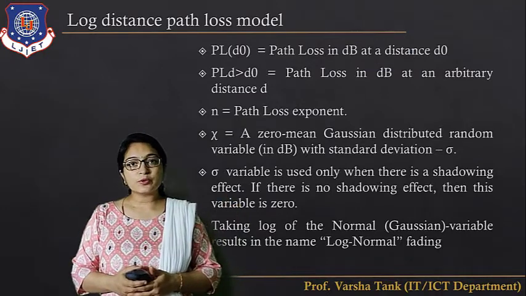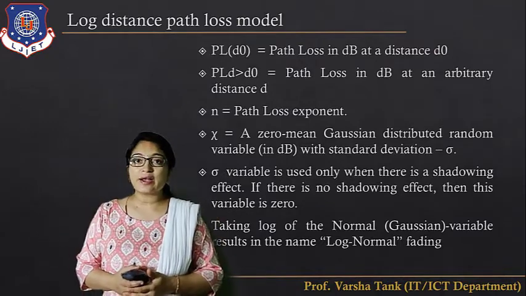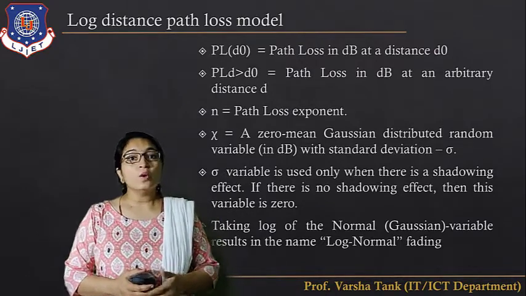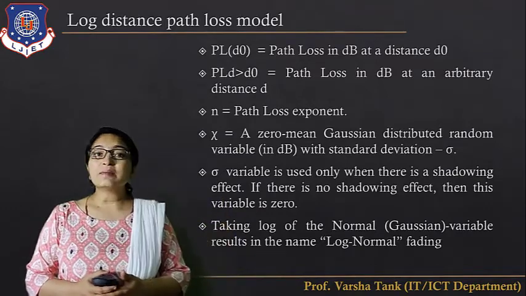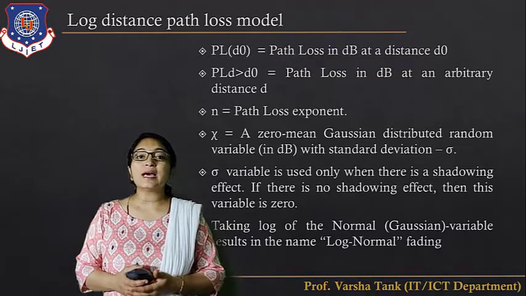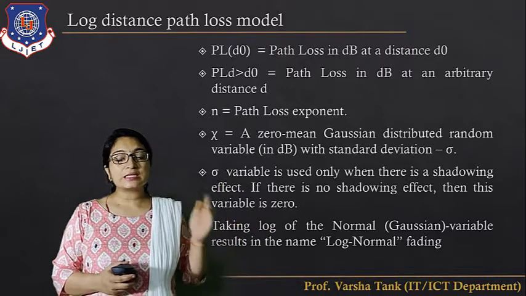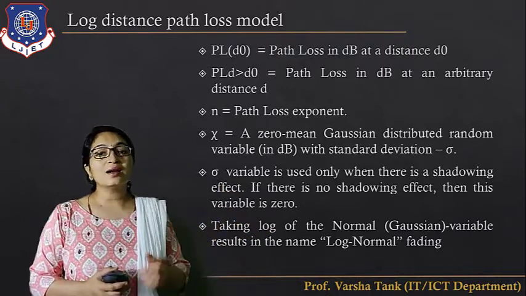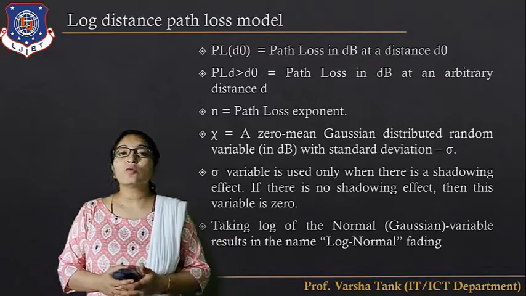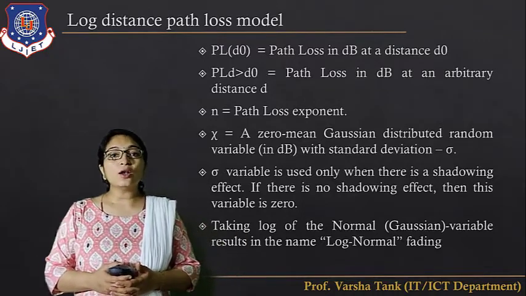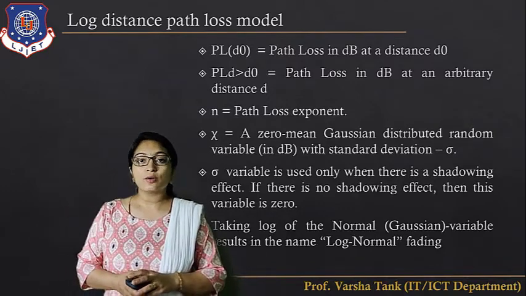n is the path loss exponent. X is a zero mean Gaussian distributed random variable in decibels with standard deviation sigma. Sigma is a variable that is used only when there is a shadowing effect. If a shadowing model is there, we consider the same formula with the standard deviation sigma. If there is no shadowing effect, then this variable is always 0. Taking the log of the normal Gaussian variable results in the name log normal fading.